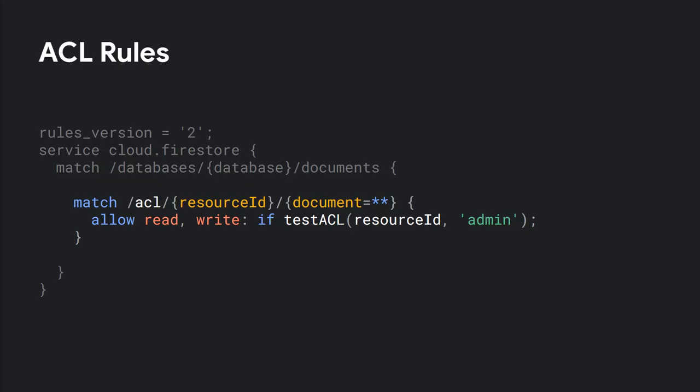The rule that enforces administration, the changing of permissions, is written against the ACL collection itself. Once again, we use the testACL function to look for the privilege.